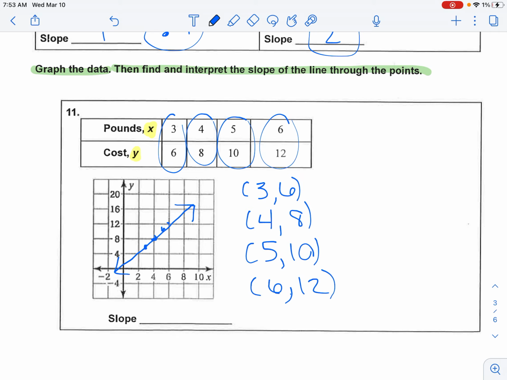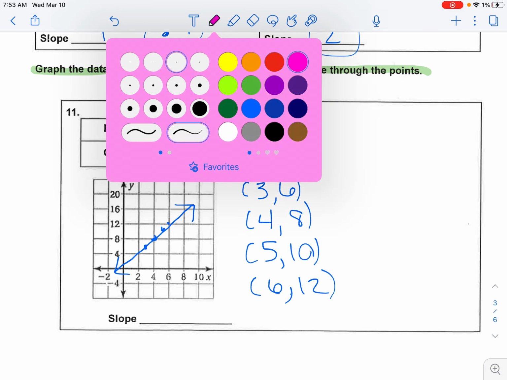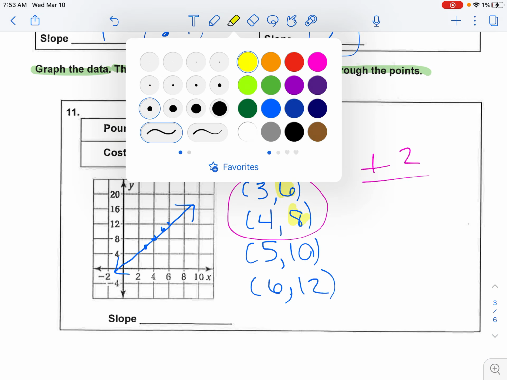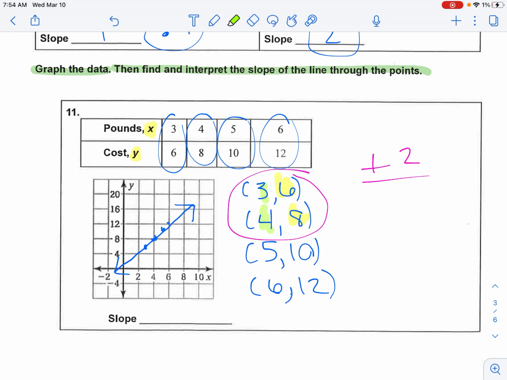So where it says interpret the slope of the line through the points, that just means find the slope. So I'm just going to choose my first 2 points. I'm going to choose (3, 6) and (4, 8). And first, I'm going to look at the change in y. So the change in y going from 6 to 8 is a change of +2. And then I'm going to look at my x values. Going from 3 to 4 is a change of +1. So that would simplify to a slope of 2. Slope equals 2.